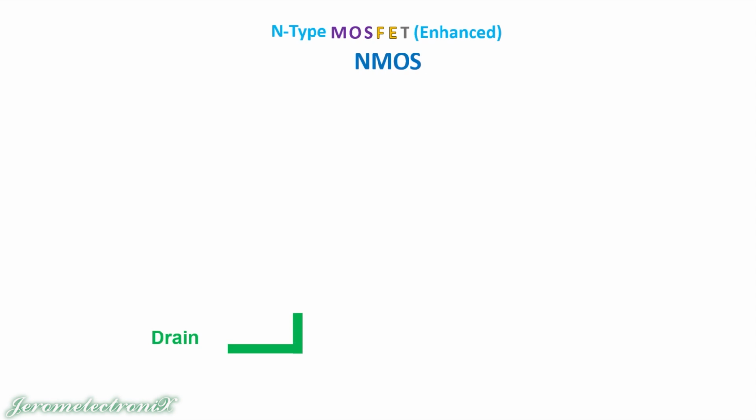MOSFETs, or NMOSs, N-type MOSFETs, they have a drain. And we're representing it like this. This is the schematic symbol of a drain. And then they have a source, and this is the schematic symbol of a source on an NMOS. The drain, of course, is normally 0 volts, and the source is normally 5 volts. And 0 volts is a binary 0, and 5 volts is a binary 1.